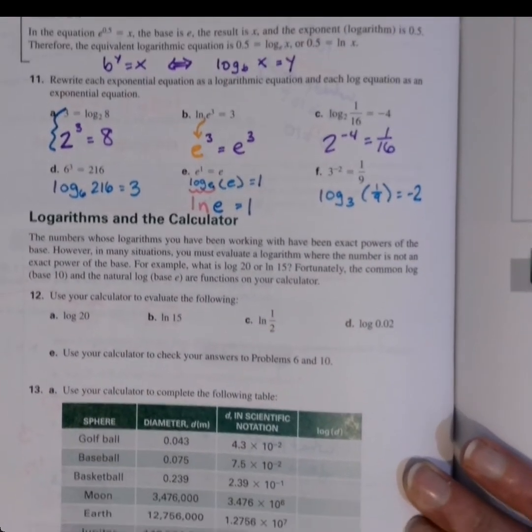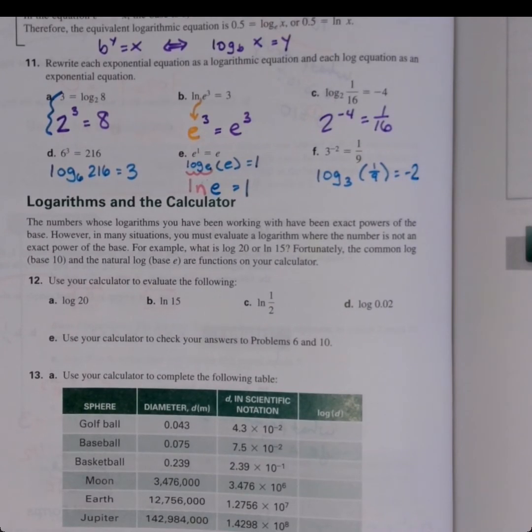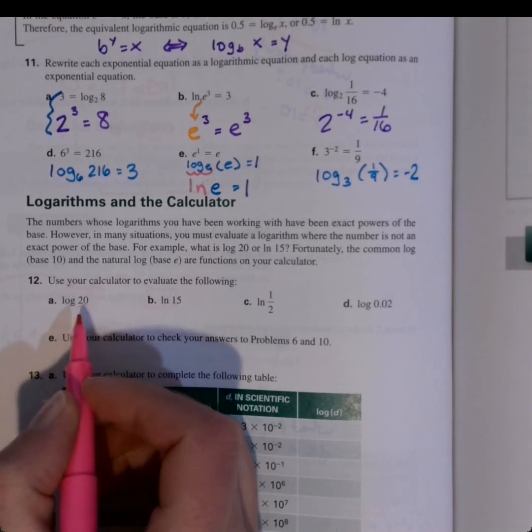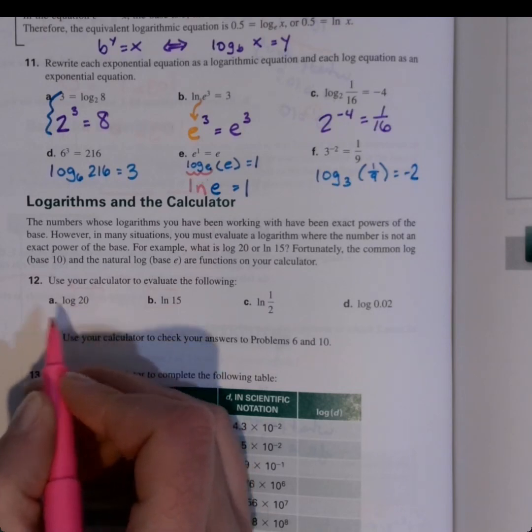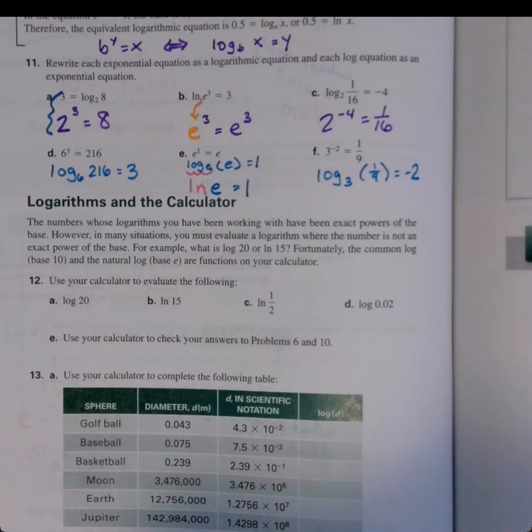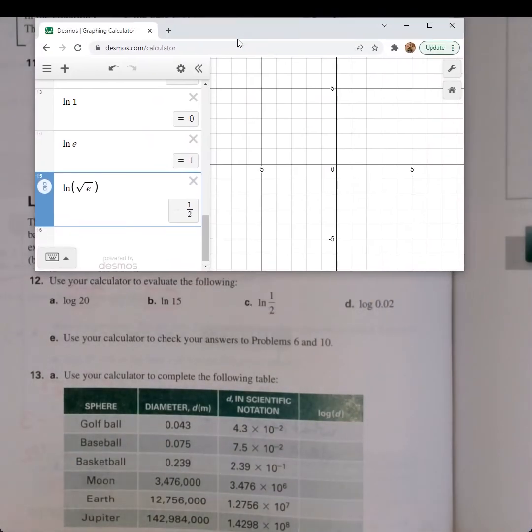What we're going to look at next is logs and the calculator. These are some logarithms that cannot be done by hand because the arguments are not powers of the base. This was asking me, what power of 10 is 20? Well, 10 to the first is 10, 10 to the second is 100, 20 is not on the list of things you can do, but the calculator can give us an approximation for it. So we will do some of these by approximation.